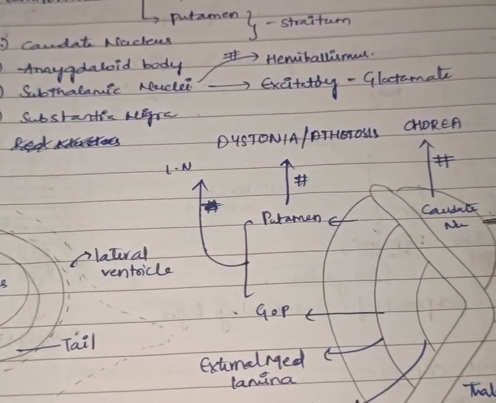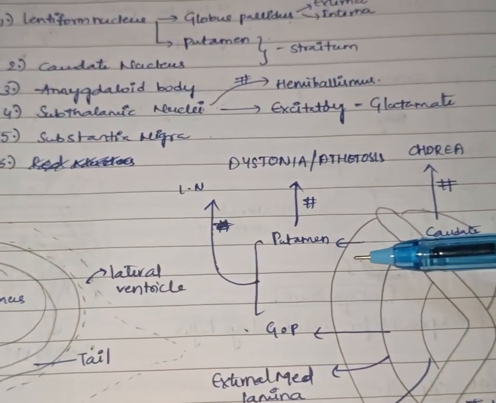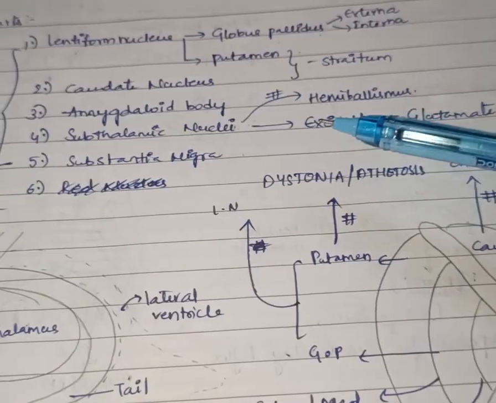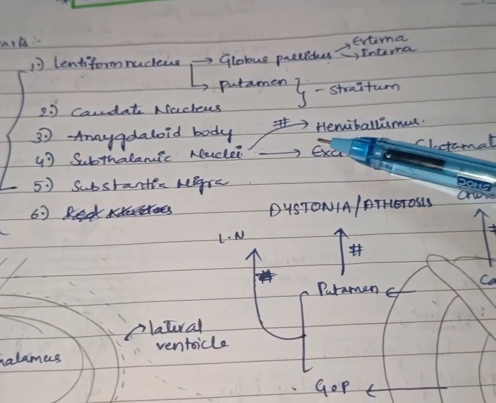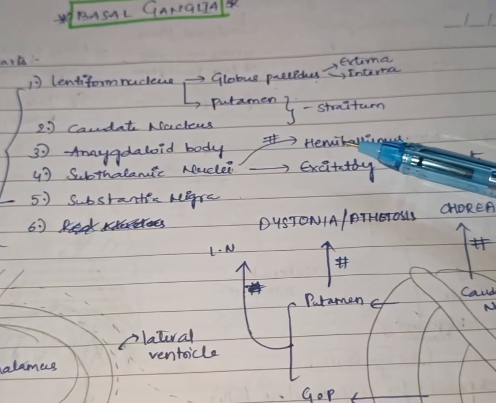If there is any lesion to the caudate nucleus, it leads to chorea, that is dancing type of movements. If there is any lesion in the putamen, it leads to dystonia or athetosis. If there is any lesion to the subthalamic nuclei, it leads to hemiballismus. Involuntary jerky movements seen in the proximal muscles, mostly unilateral.